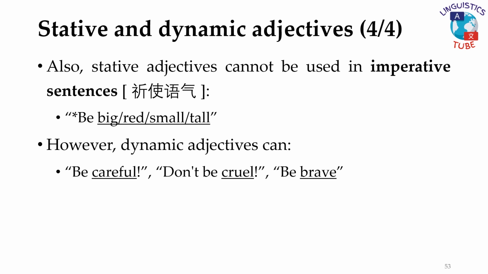However, dynamic adjectives can be used in imperative sentences, so you can certainly say to someone, be careful, don't be cruel, be brave. Again, the reason should be obvious. You cannot tell someone to change something which cannot be changed. I cannot say to someone, be tall, because height is a permanent state. But for emotions or actions which can easily change, you can certainly tell someone to change them.